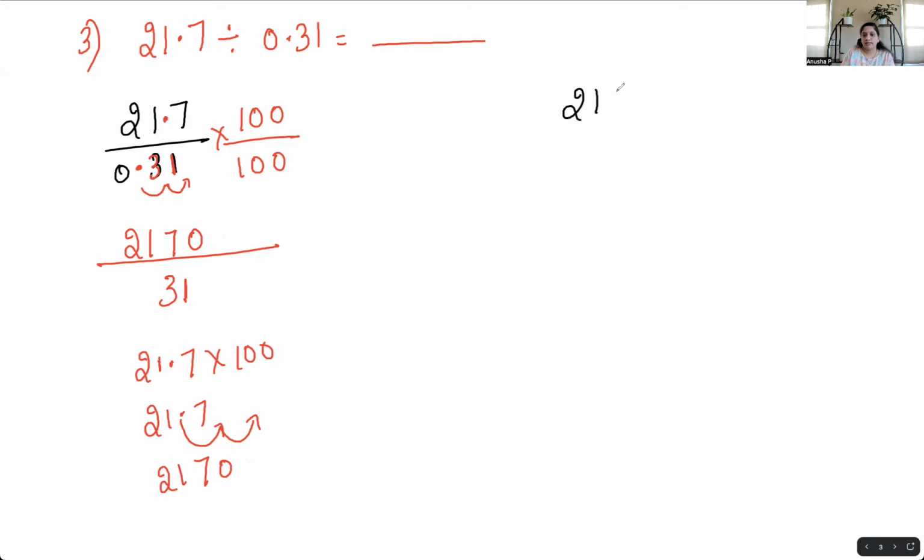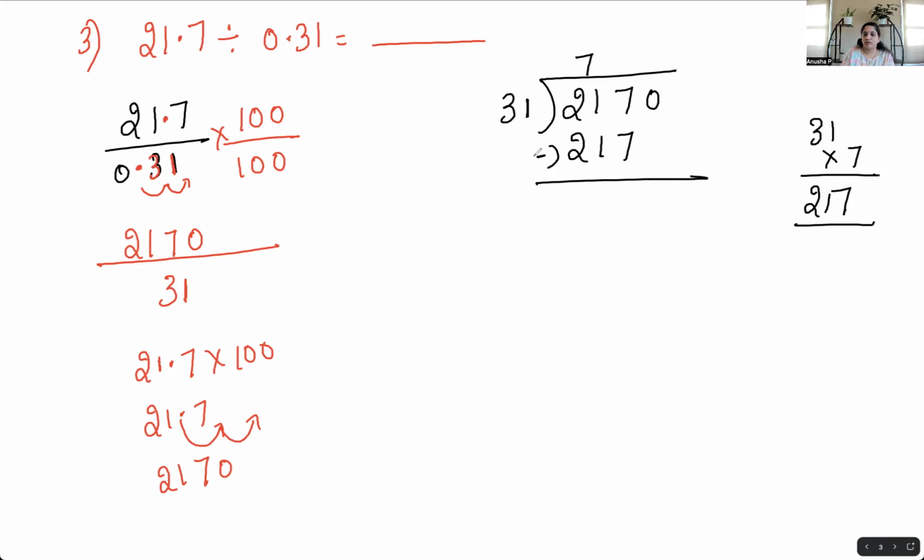So 2170 divided by 31. 31 times 7 is 217. Let me check. 7 times 1 is 7, 7 times 3 is 21, which is 217. Now 217 minus 217 is 0, and then the next number is 0. Now 31 times 0 is 0. You have to subtract again. 0 minus 0 is 0. So the answer will be 70. 70 is your coefficient.